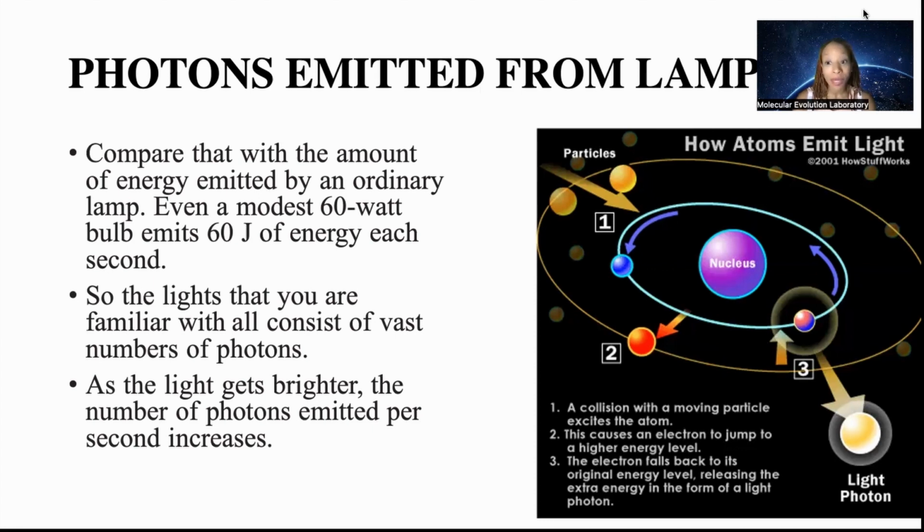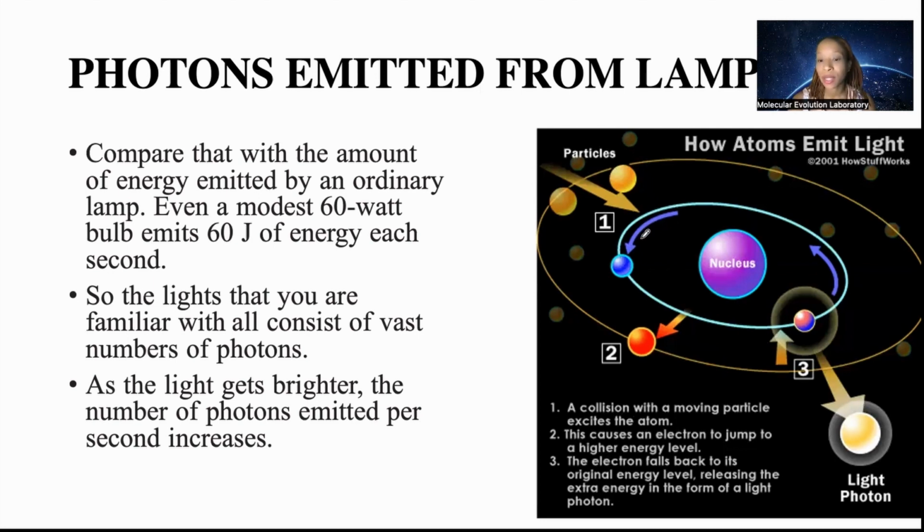So the light that you're familiar with consists of vast numbers of photons. As the light gets brighter, the number of photons emitted per second increases. So this is basically showing how an atom emits light. A collision with a moving particle excites the atom. This causes an electron to jump to a higher energy level.